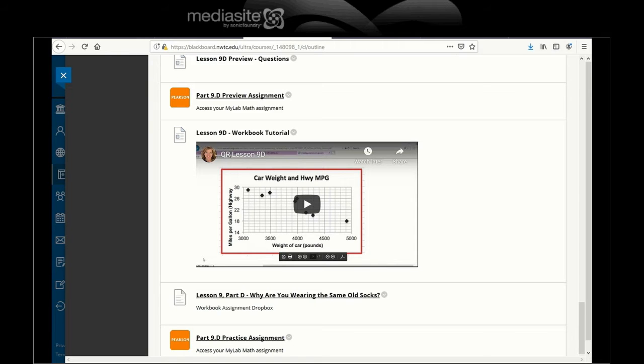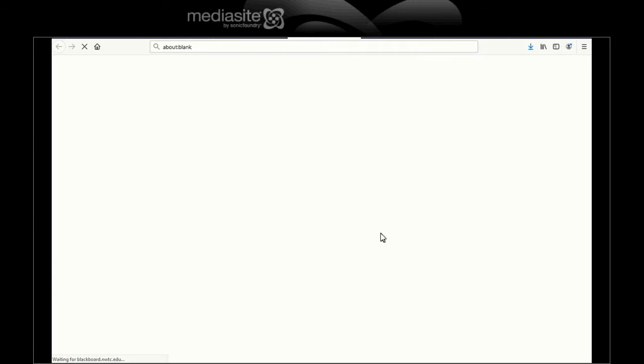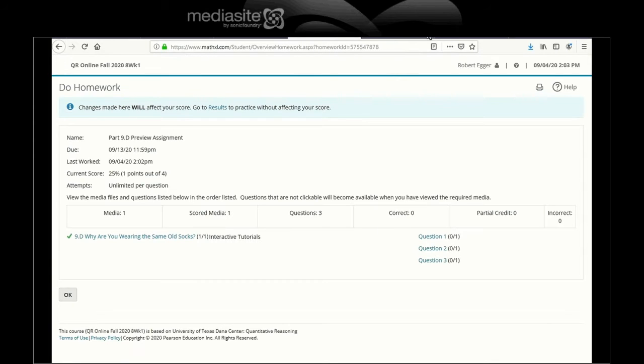We'll be going into the Part 9D preview assignment. I have the page up already, which gives us this page here.